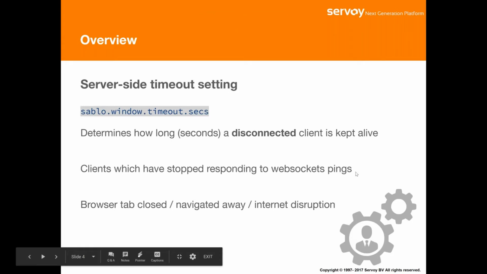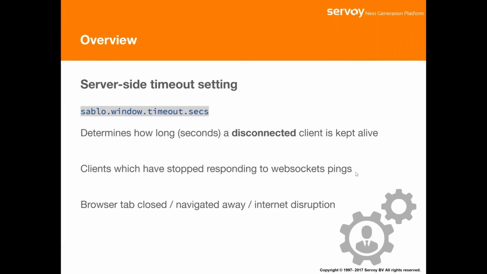So the first demo we looked at was what I call server-side timeout setting. And this is really determining how long you want to keep alive clients which are really disconnected, meaning the server can no longer see, and I'm doing air quotes here, no longer see the client because of some disruption to the WebSocket connection. So they've stopped responding. And what do you want to do? Do you want to leave them open for a really long time? Do you want to close them quickly? It's up to you. You use this setting that you can find on the administration page.